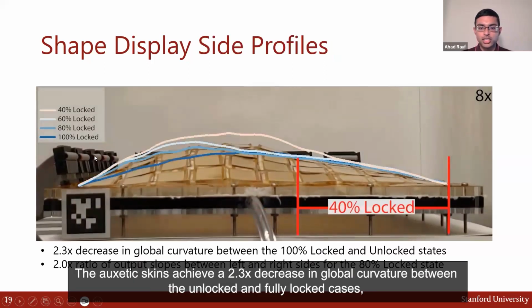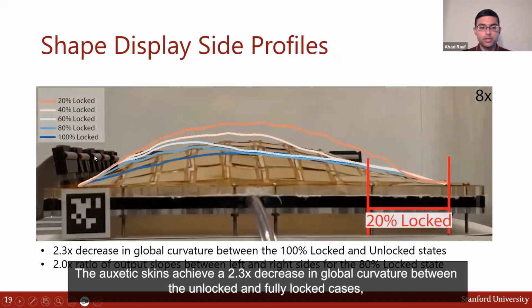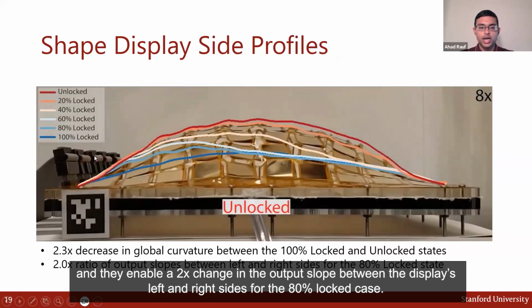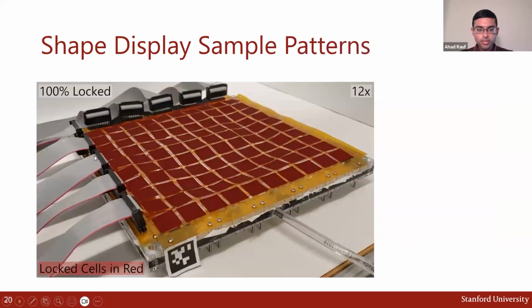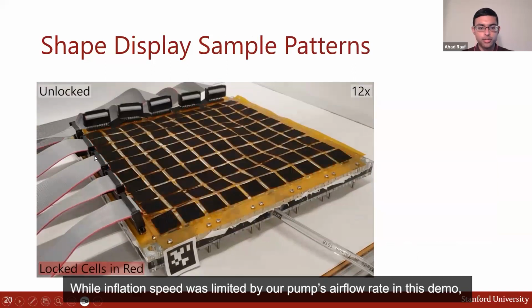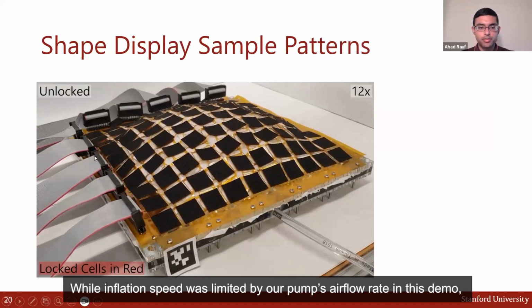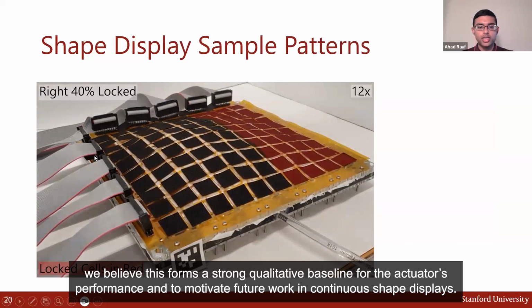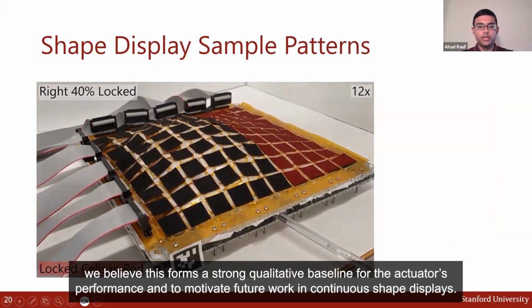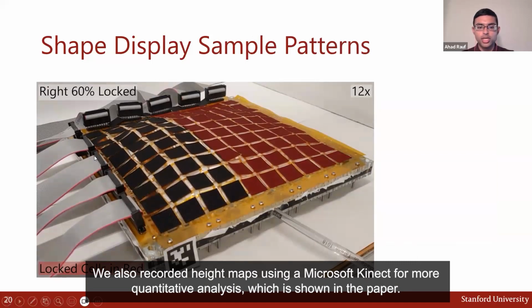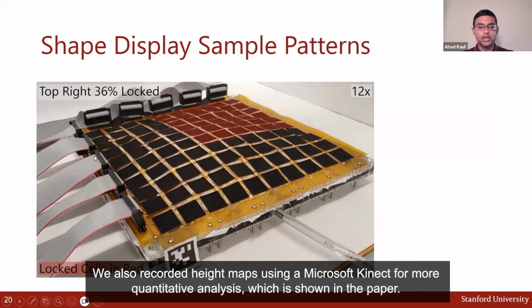The auxetic skins achieve a 2.3x decrease in global curvature between the unlocked and fully locked cases, and they enable a 2x change in the output slope between the display's left and right sides for the 80% locked case. This enables the rendering of a broad range of shapes, as shown in the above video. While inflation speed was limited by our pump's airflow rate in this demo, we believe this forms a strong qualitative baseline for the actuator's performance and motivates future work in continuous shape displays. We also recorded height maps using a Microsoft Kinect for more quantitative analysis, which is shown in the paper.